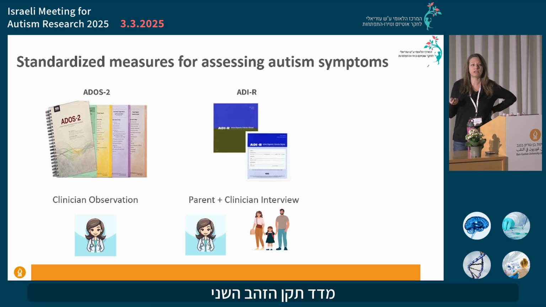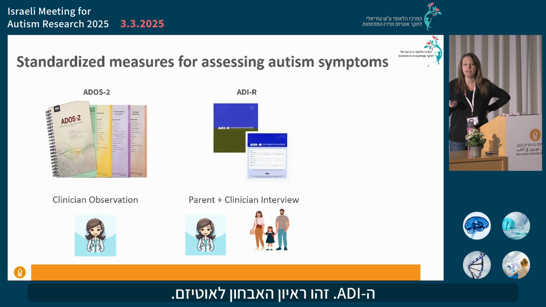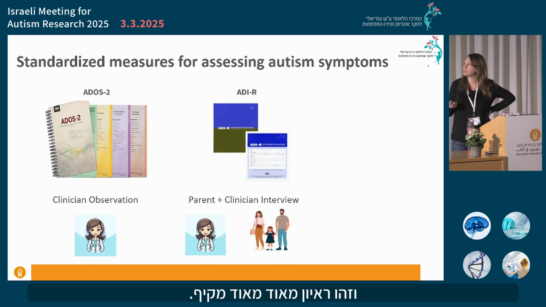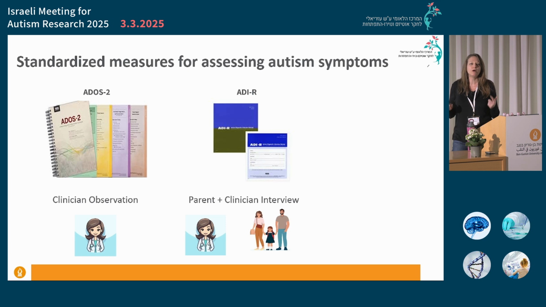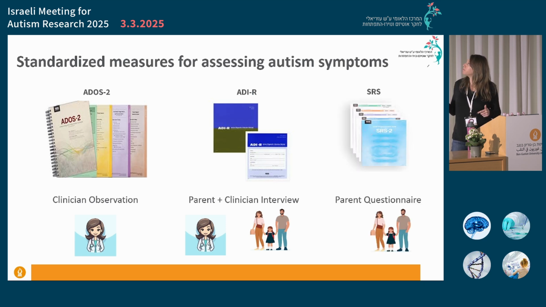The second gold standard measure that we use is the ADI. That's the Autism Diagnostic Interview. And this is a very comprehensive interview. It takes about 2 to 3 hours, in which the clinician or the administrator does the interview with the parents, asking and receiving information about the presentation of core symptoms in both present and past times. So this interview is based on parent report, but it involves the clinician as well.